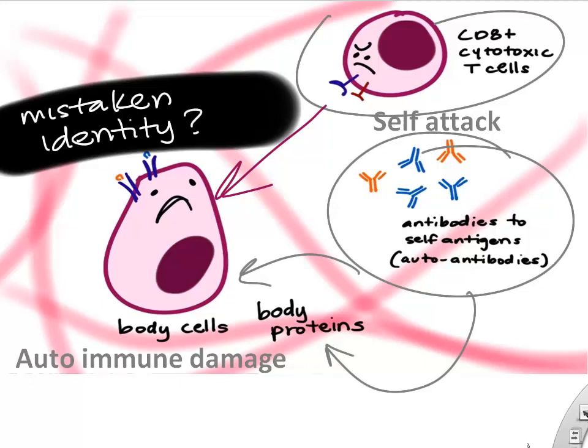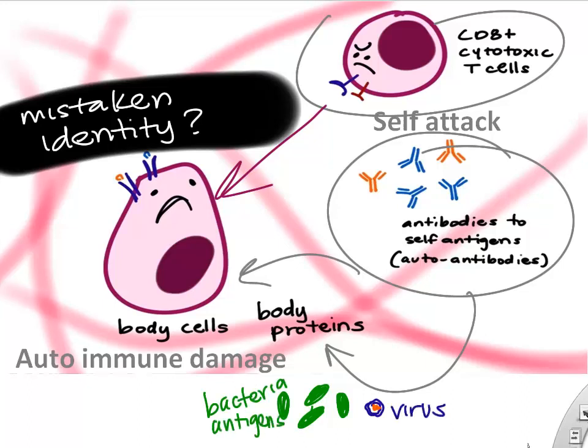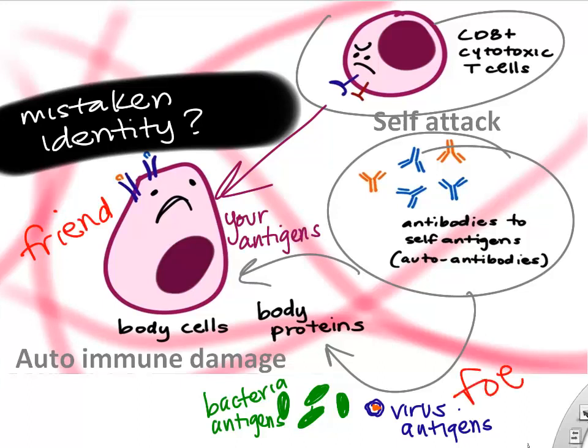You could imagine you get exposed perhaps to a bacteria or a virus, and those bacterial or viral antigens then elicit an immune response. Well, if your own markers and your own antigens are somewhat close to the structure of the bacterial antigens, your immune system will then turn and begin fighting against you. So that's one of the possibilities: the mistaken identity is causing you to attack yourself.